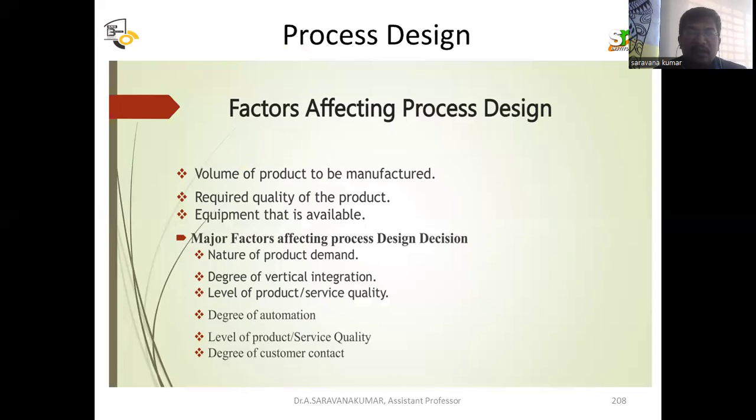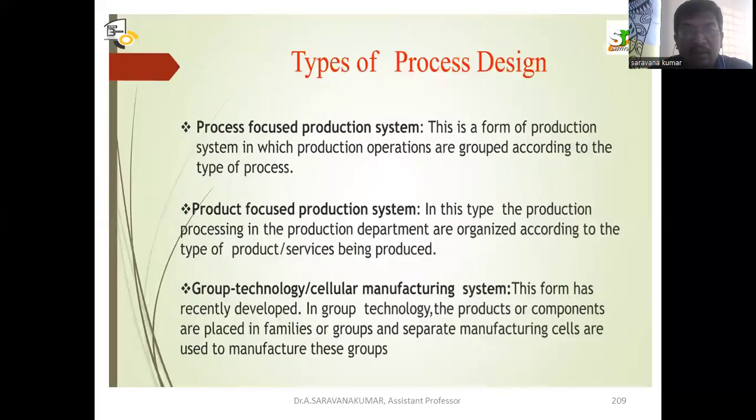So what are the factors affecting process design? The volume of product to be manufactured, required quality of the product, equipment that is available. Major factors affecting process design decisions are nature of product demand, degree of vertical integration, level of product or service quality, degree of automation, and degree of customer contact. These are the factors that affect process design decisions.